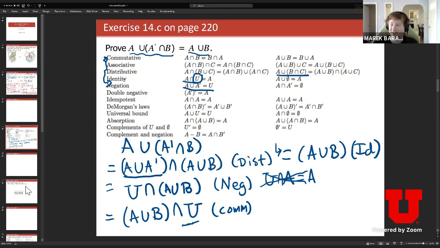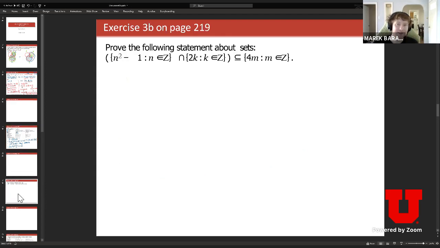Any questions on this? Yeah, looks good. The next page is blank. Okay, so this is going to be another element-wise proof. So I'll just write down some stuff to get started.